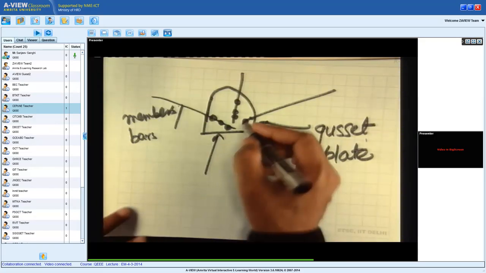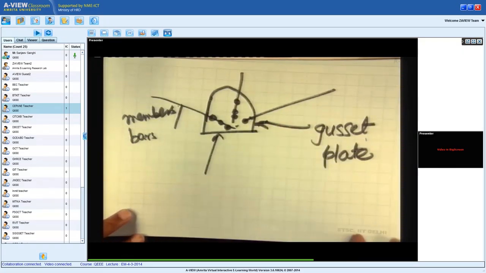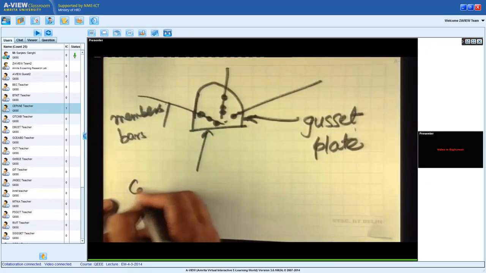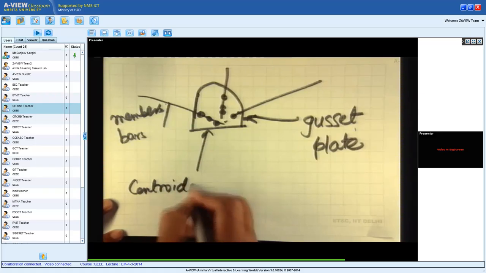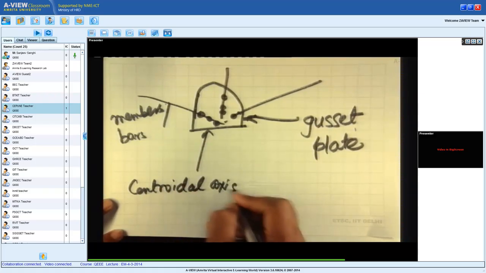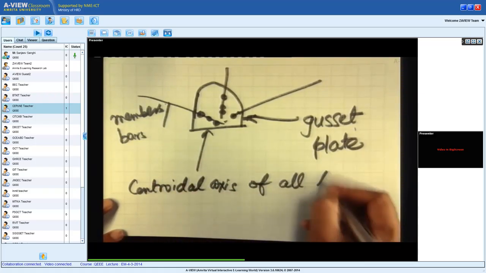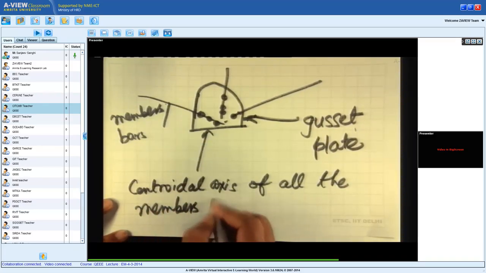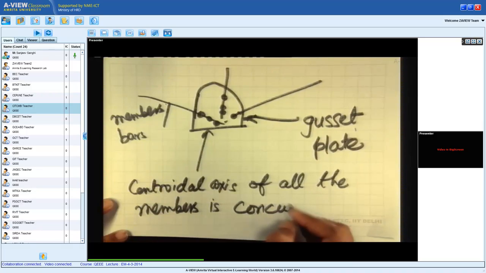Now one of the things which is taken into account in a truss is that the centroidal axes of all the members are concurrent.